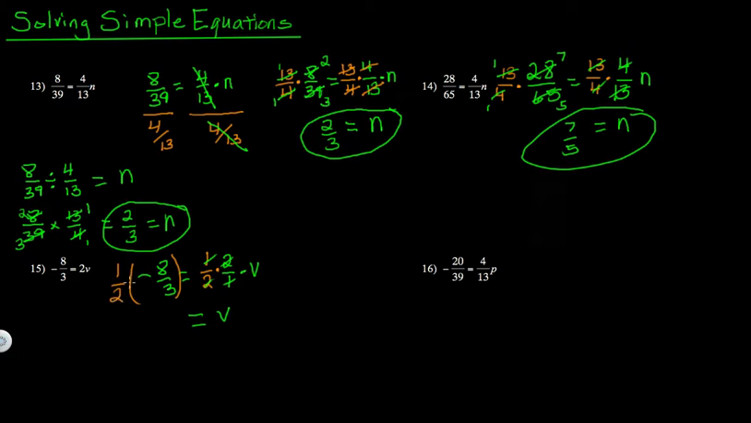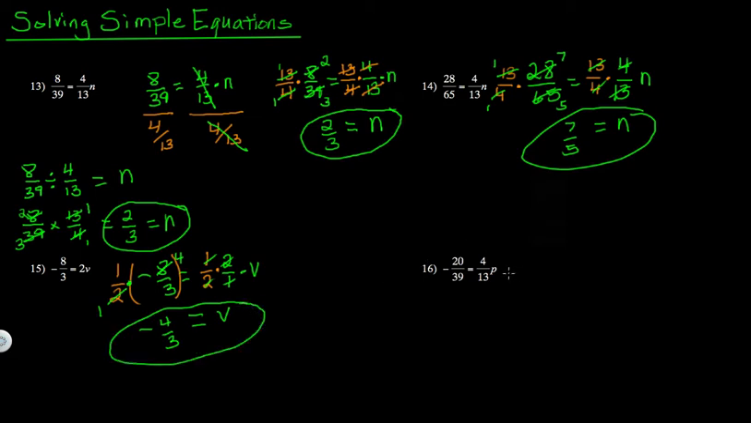On this side, we're multiplying 1/2 times -8/3. 2 goes into 8 4 times, so that becomes -4, and we're left with -4/3, and that's our answer. 1 times -4 is -4, and then 1 times 3 is the 3, so -4/3.